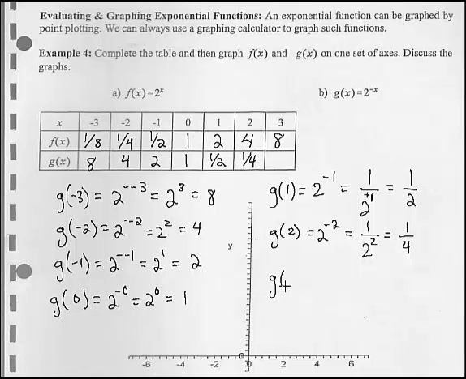And then finally g of 3 would be 2 to the negative 3rd power, or 1 over 2 to the positive 3rd power, ending up with 1/8.